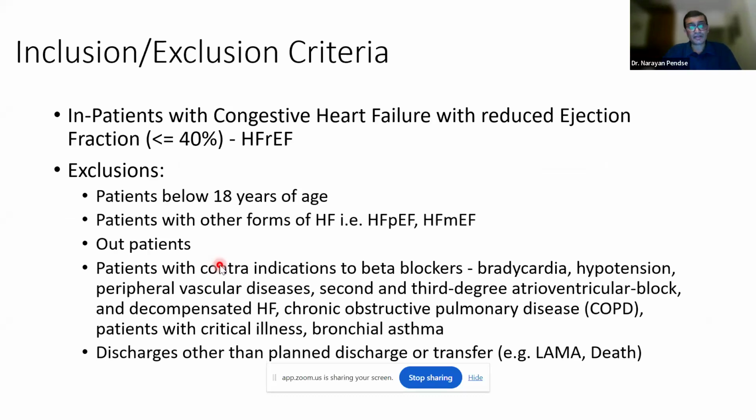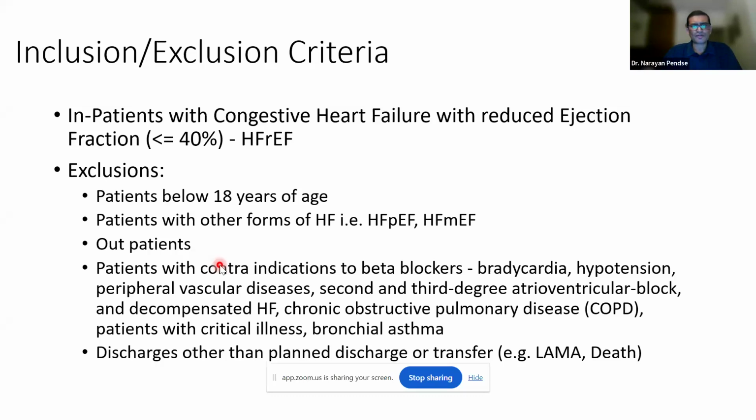Patients below 18 years of age, because most of the guidelines cover only adult patients. For pediatric patients or adolescents, there are separate groups of guidelines, although they are not as commonly framed as they are for adult patients, because that's what the large majority of the patient group consists of.